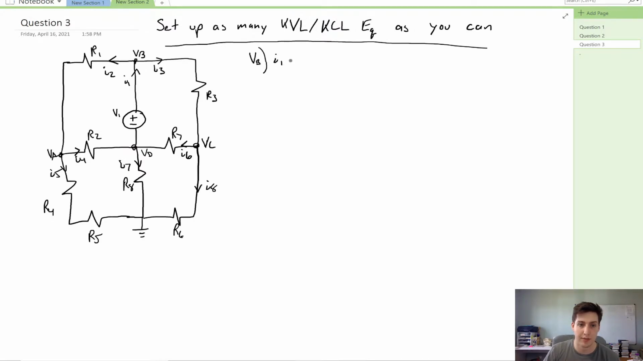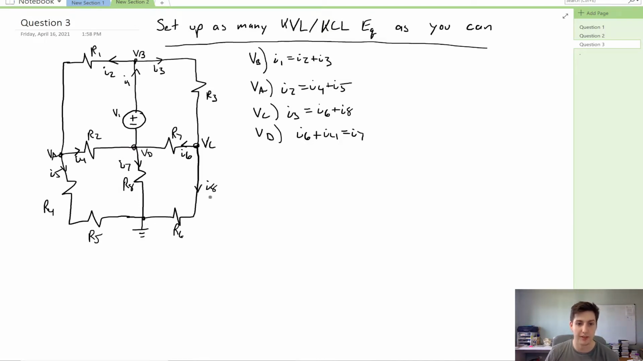So we can first look at VB, and we will say I1 is equal to I2 plus I3. Then we will look at VA, where we will say I2 is equal to I4 plus I5. Look at VC, where we will have I3 is equal to I6 plus I8. And lastly, we will have VD, where we will have I6 plus I4 is equal to I7. And that's as many nodes as we can really do. We can do this node, but we know it's going to ground, so we won't do that.